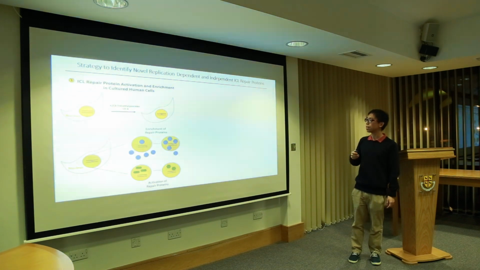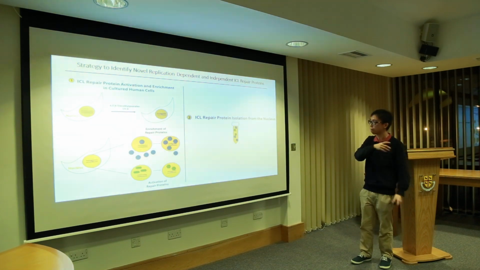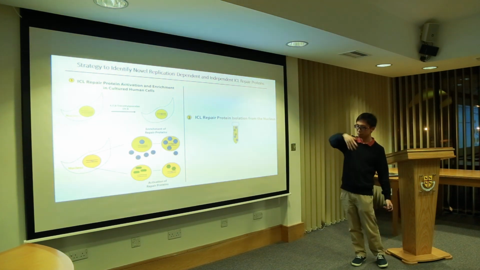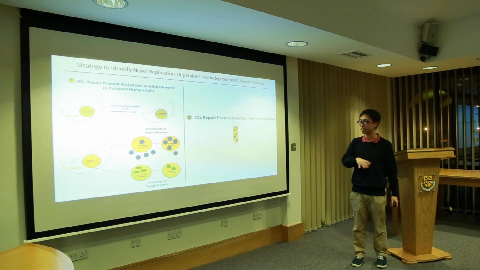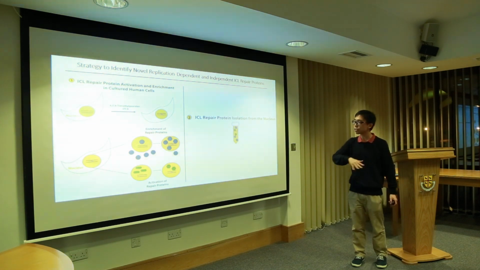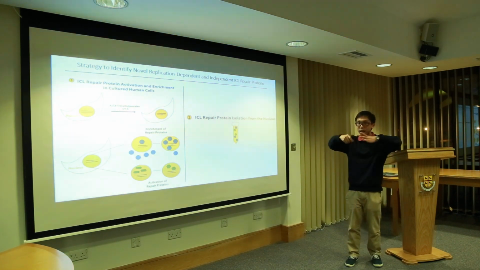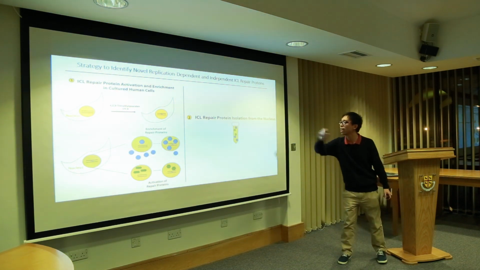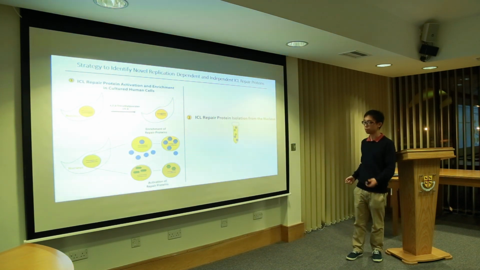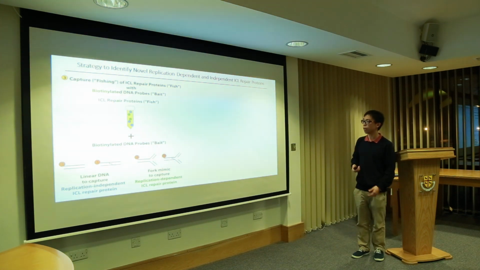So this is my strategy to elucidate the mechanisms better. First I treated the cells that I grow in the lab with an ICL-inducing agent. The function of this is to enrich the repair proteins and activate them near the DNA with crosslinks. And then I extracted the proteins using various biochemical methods. And then I do what I call fishing.